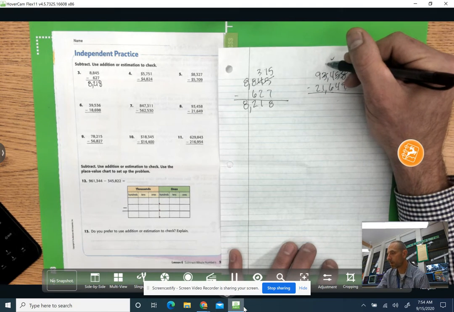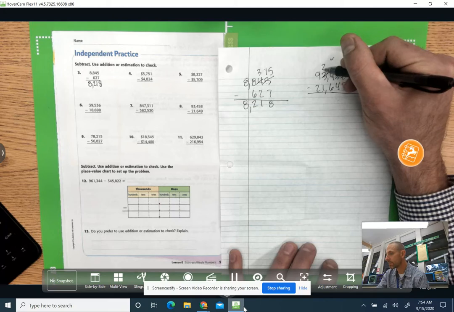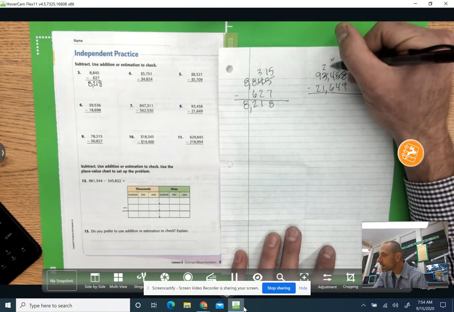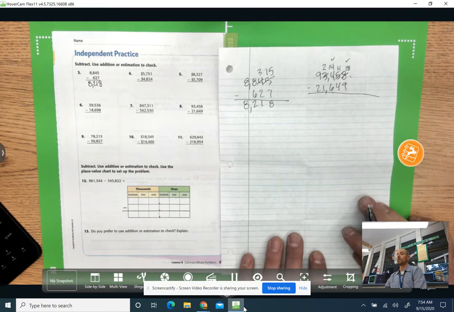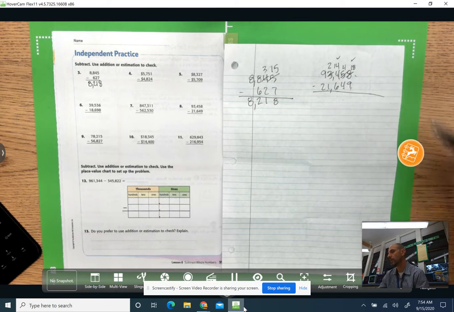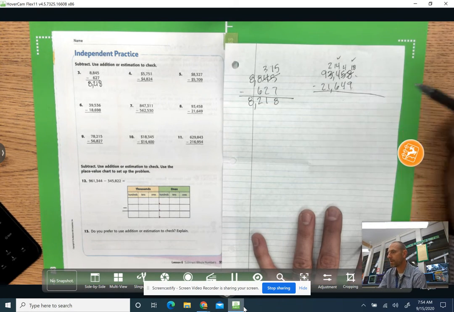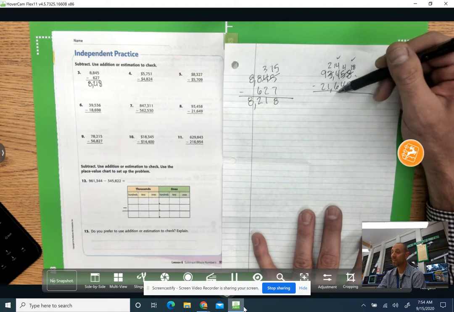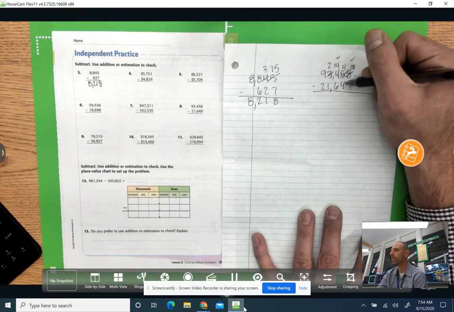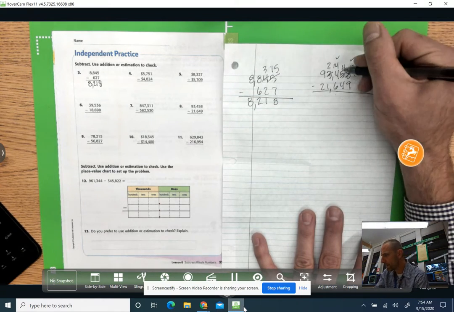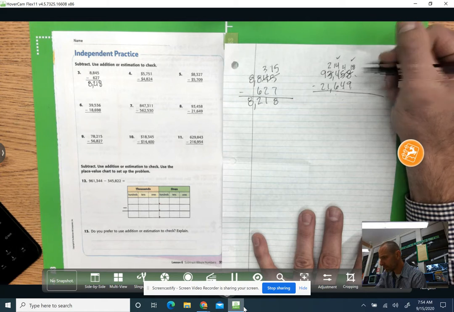Okay. If I borrow 1,000 from 3,000, I have 2,000. And then I can regroup that 1,000 over here and make it 14 hundreds. If I have 14 hundreds, I have 1,400. Right? The 1,000 from the 3 and the 400 from the value of the 4, 1,400. 14 hundreds minus 6 is going to give us 8. Okay, so I can do that. And now I am ready to subtract.